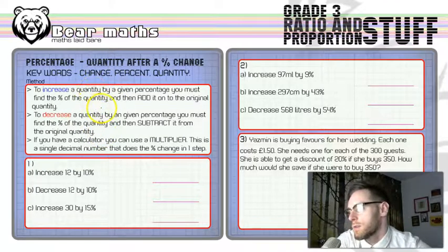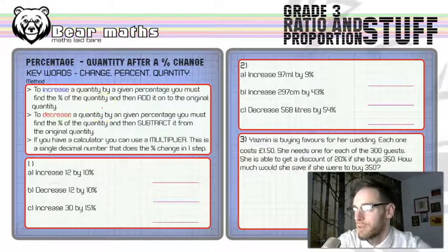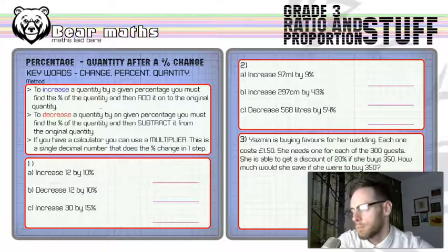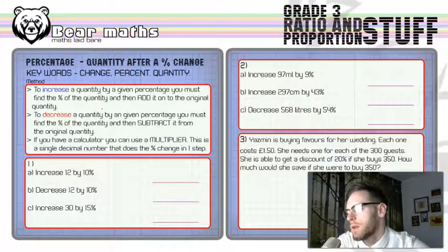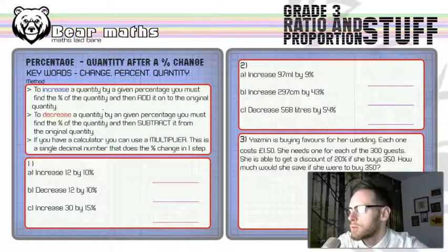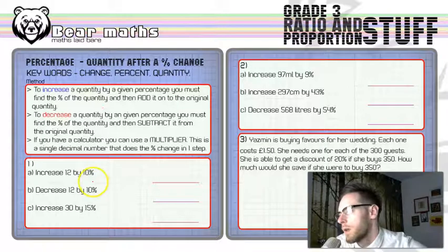Now the method states to increase a quantity by a given percentage, you must find the percentage of the quantity and then add it onto the original quantity. If you want to decrease, do the same thing, find the percentage of the quantity, but then you take it away instead, from the original quantity. If you've got a calculator though, you can use the multiplier method, a single decimal number that does the percentage change in one step. It's very simple to use, and there's two versions of it that I will show you in this video.